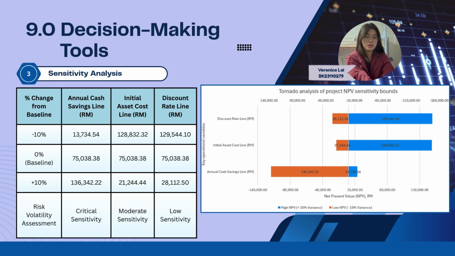Lastly, this is where the sensitivity analysis shows us the risk. The tornado chart and the sensitivity table tell us that the success of the in-house strategy is highly sensitive to operational efficiency. At baseline, the project's net present value is 75,038 ringgit 38 cents. But if annual cash savings drop just by 10%, which could happen if production becomes less efficient, the NPV plummets to only 13,734 ringgit 54 cents. That's a massive drop for a relatively small change in performance.